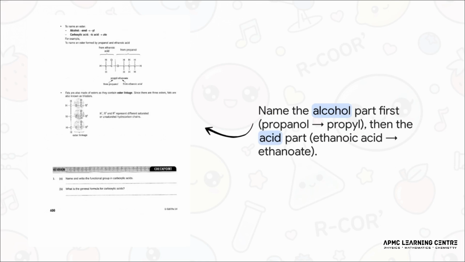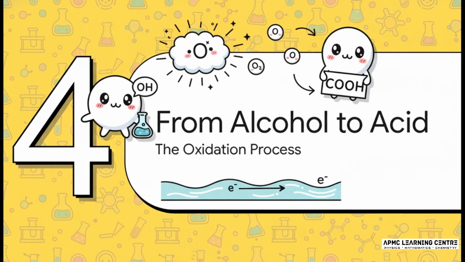So how do you name these things? It's actually a super easy 2-part recipe. First, you look at the alcohol part. Propanol becomes propyl. You just change the anol to ol. Then you look at the acid part. Ethanoic acid becomes ethanoate. You swap oic acid for oate. Stick them together, and what do you have? Propyl ethanoate. See? Simple.